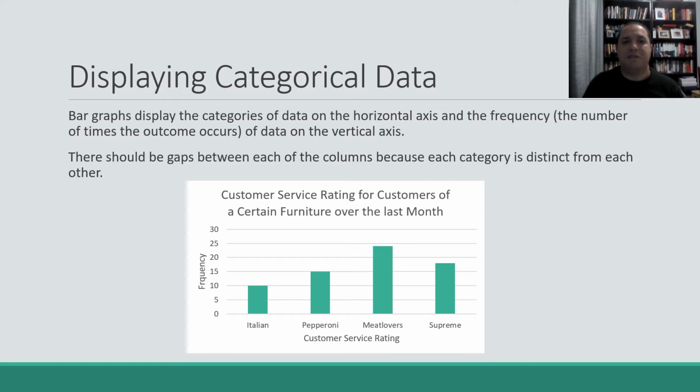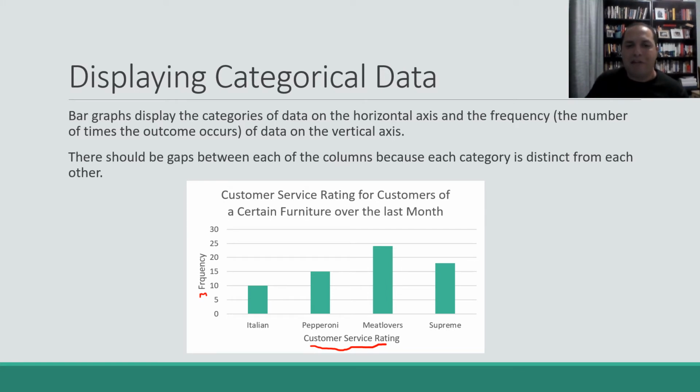Now, bar graphs display the categories of data on the horizontal axis and the frequency of data, so the number of times the outcome occurs, on the vertical axis. So you can see out here we've got our customer service rating from our previous example on one side, and we've got our frequency going upwards.